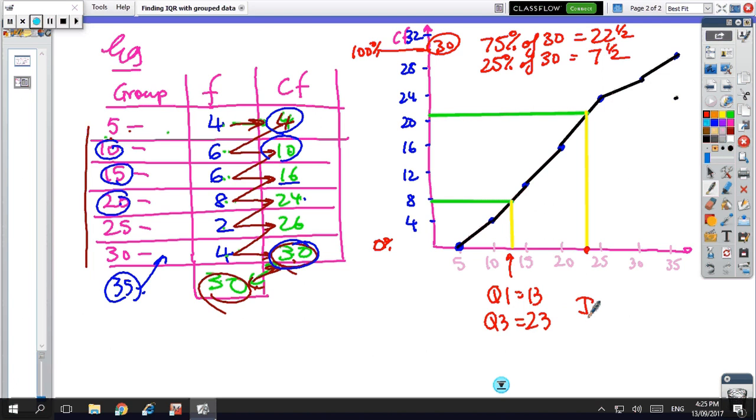And so the interquartile range is 23 minus 13, so the interquartile range is 10. The difference between those numbers is 10. That's what the interquartile range is measuring. The interquartile range is the middle 50% of scores, which is spread by a score spread of 10. Okay, so that's how you do IQRs with grouped data. And there's plenty of practice in the textbook. Okay, bye.